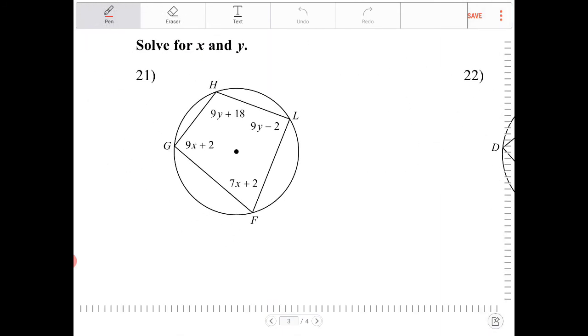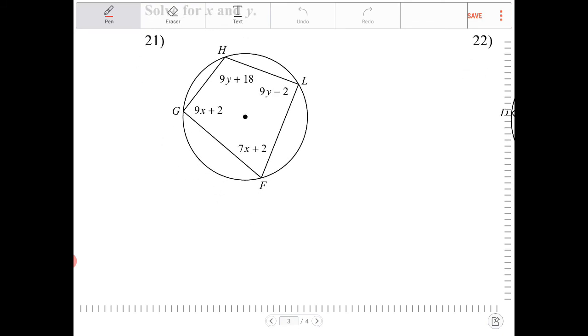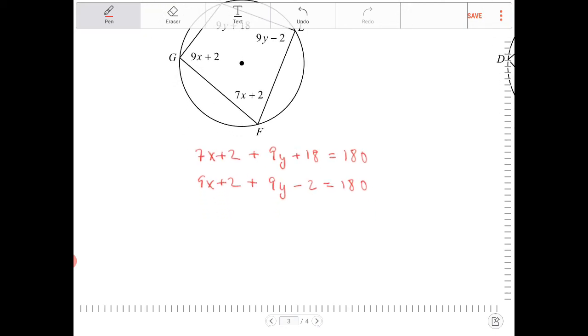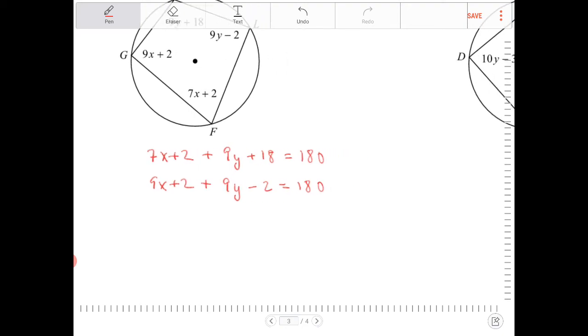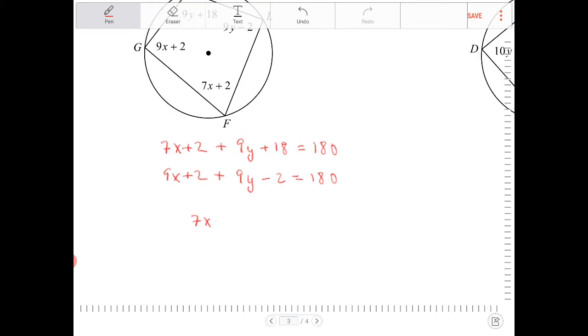So solve for x and y. All right, so this is going to be, again, opposite angles are supplementary, so I can say 7x plus 2 plus 9y plus 18 is equal to 180. And 9x plus 2 plus 9y minus 2 is equal to 180. So therefore, this is a system of equations. If you notice, the top equation there can be re-expressed as 7x plus 9y.